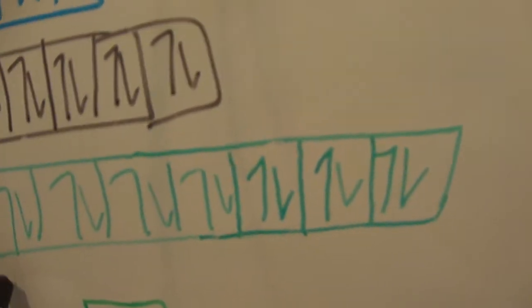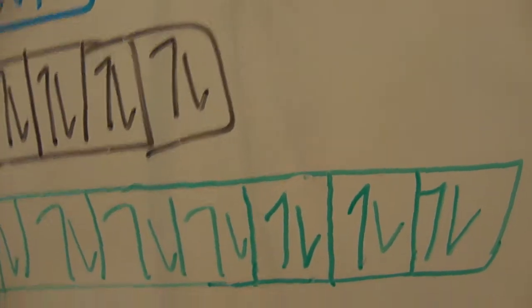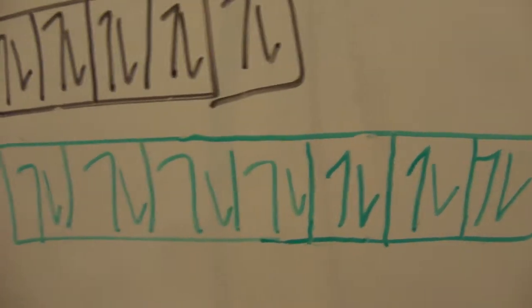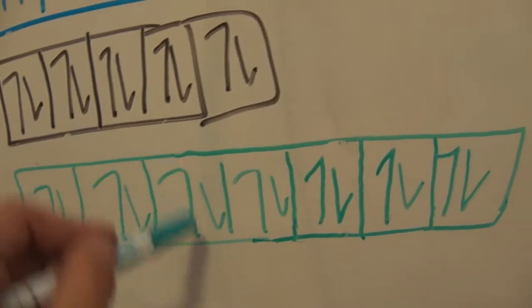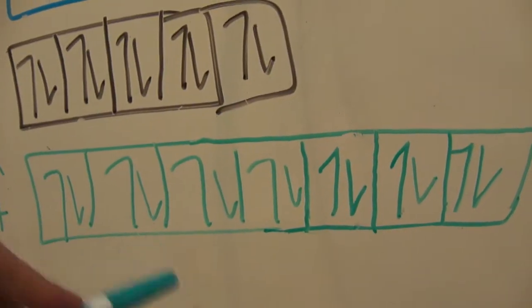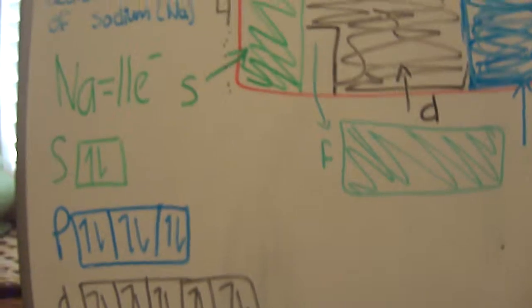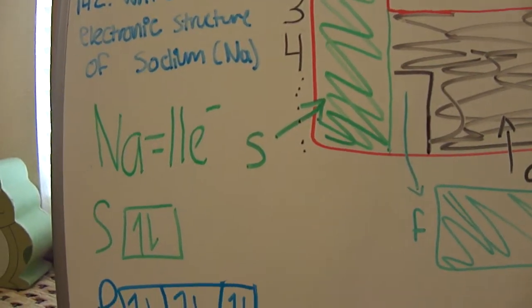F has 7 orbitals, which means that it can have up to 14 electrons. So it's 1, 2, 3, 4, 5, 6, 7, 8, 9, 10, 11, 12, 13, 14. But sodium only has 11 electrons, so we don't need to worry about that.